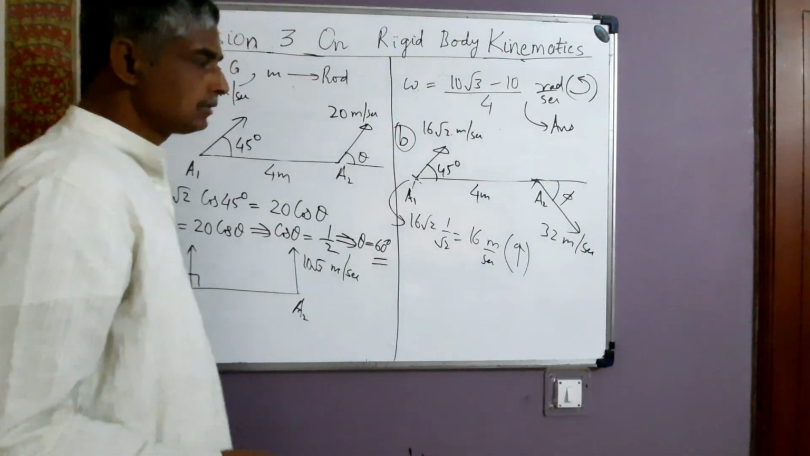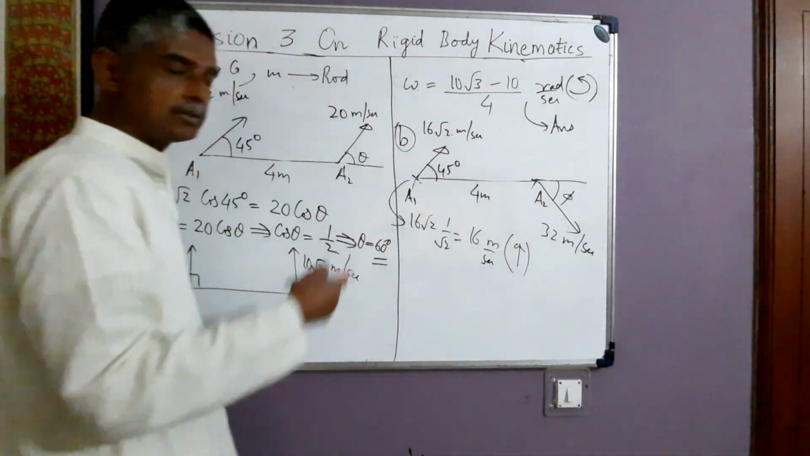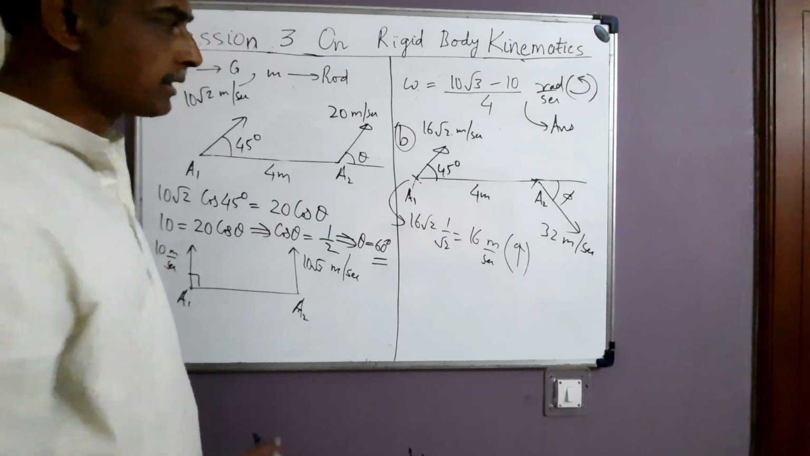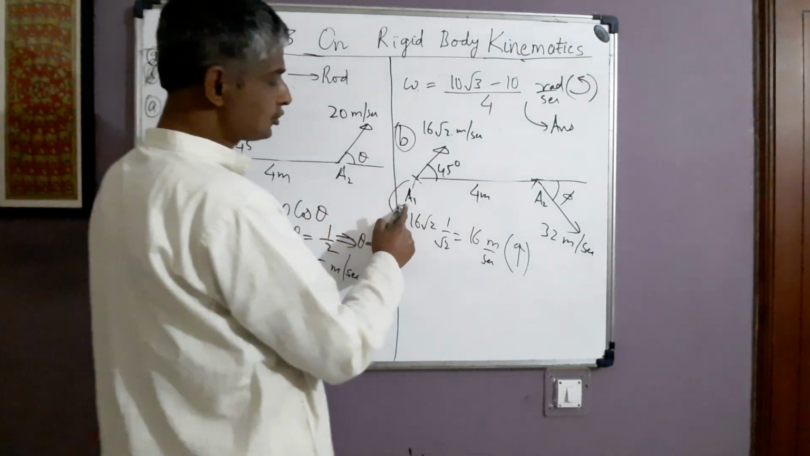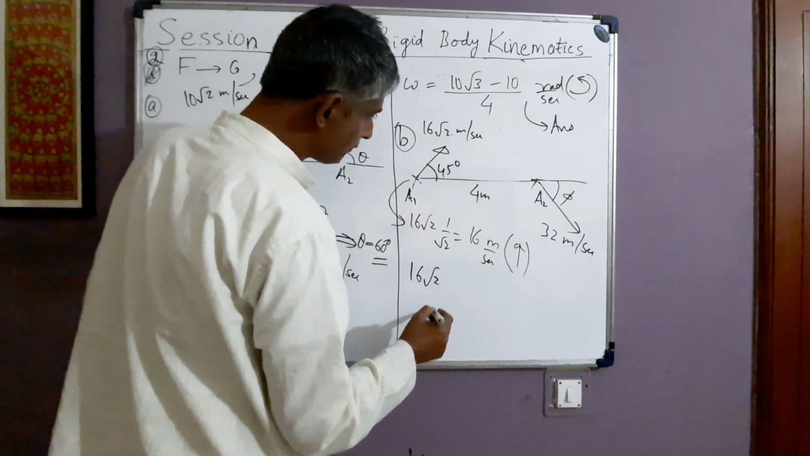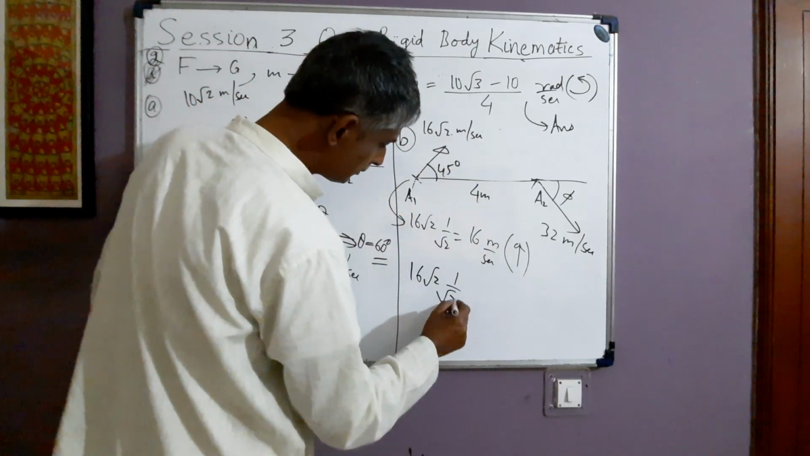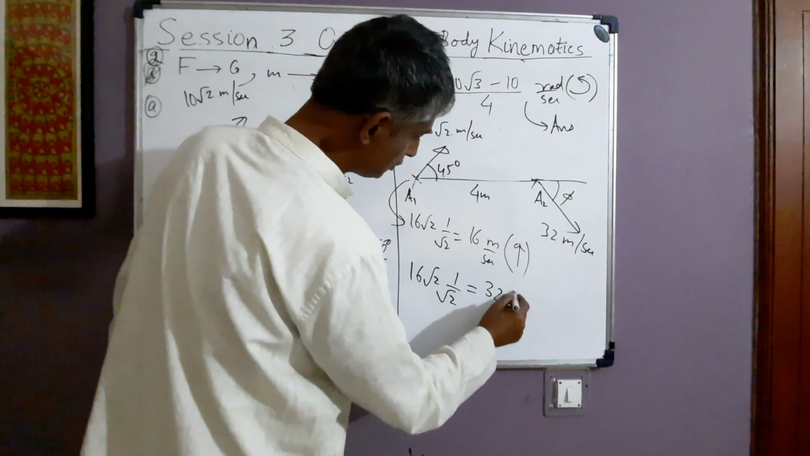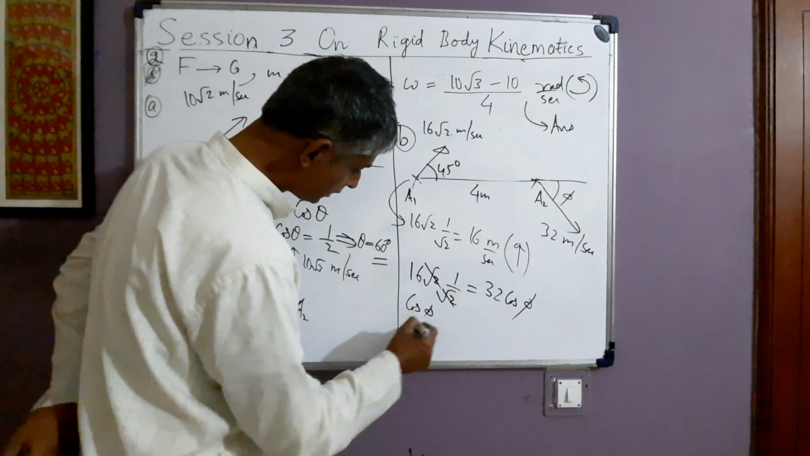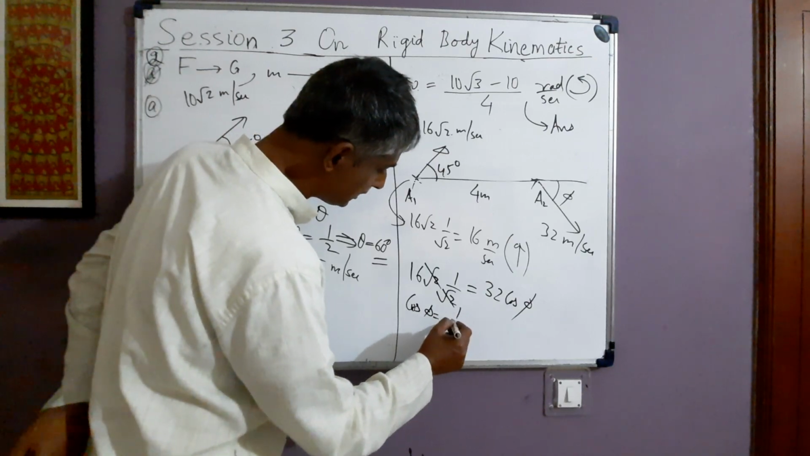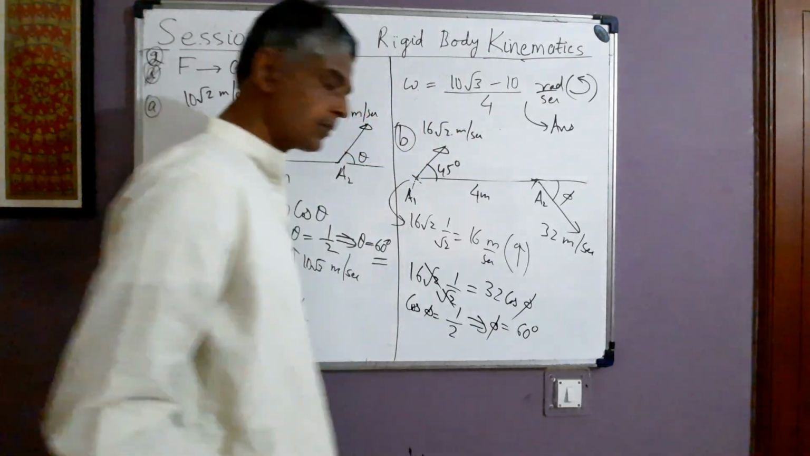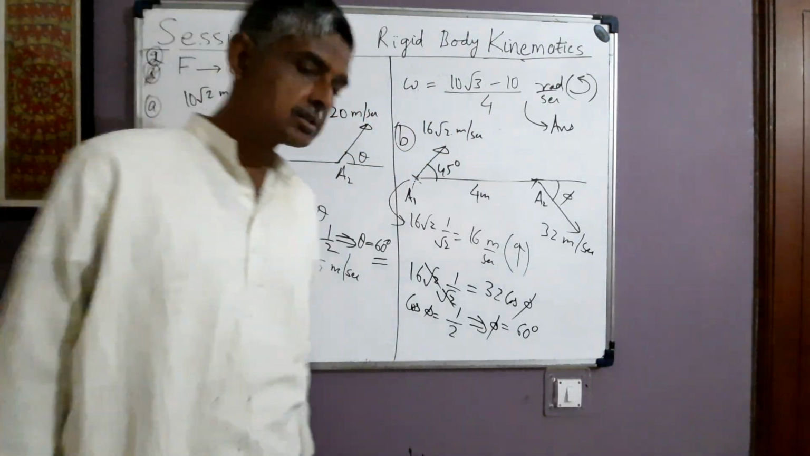Now how to find phi? Distance between A1 and A2 is constant. It's a rigid body. So components of velocities of A1 and A2 along this rod should be equal in magnitude and direction both. Component of velocity of A1 along this direction will be 16 root 2 cos 45 degree, that is 16 root 2 into 1 by root 2, which is equal to 32 cos phi. Root 2 goes away. So cos phi becomes 16 by 32, that is 1 by 2. So phi becomes equal to 60 degree.